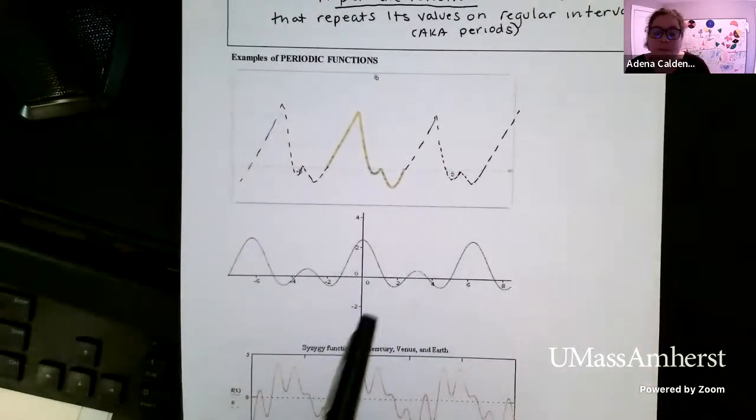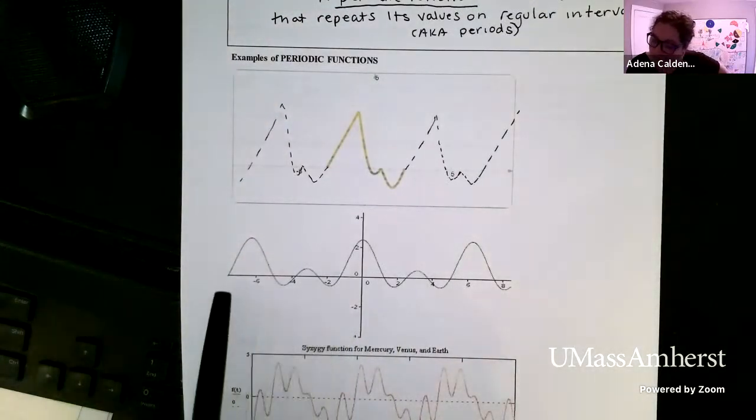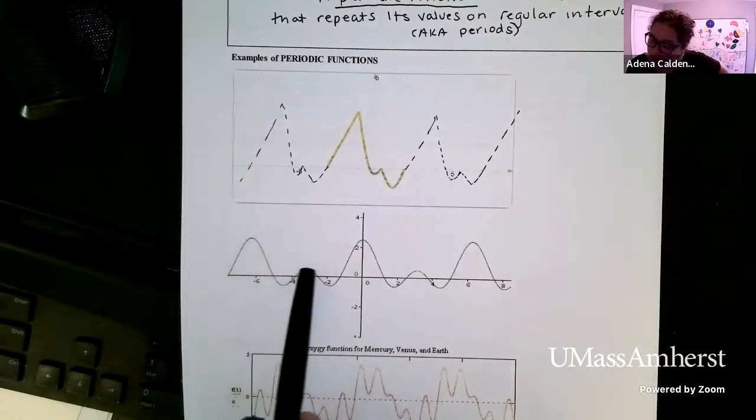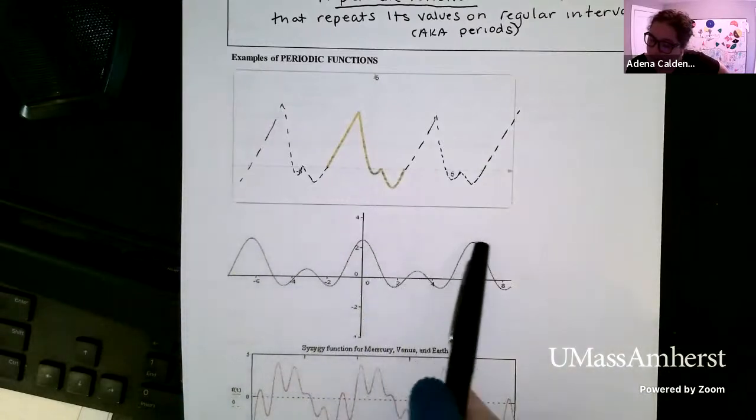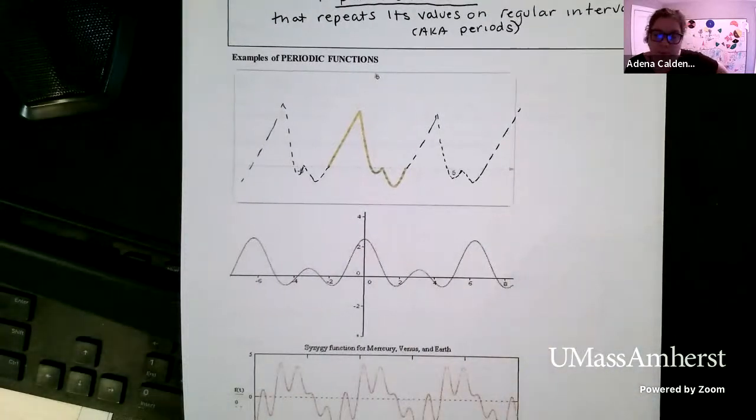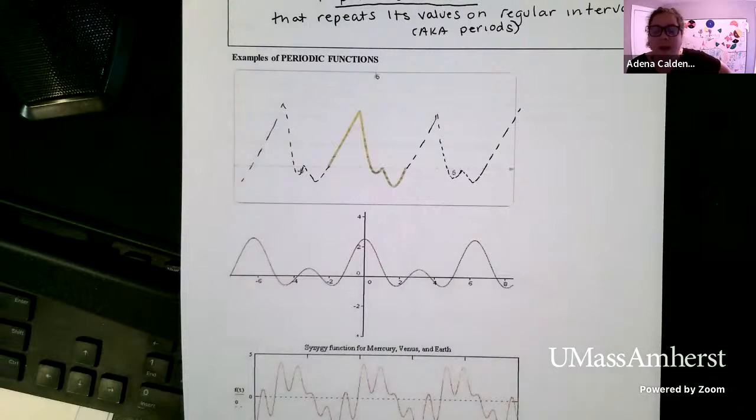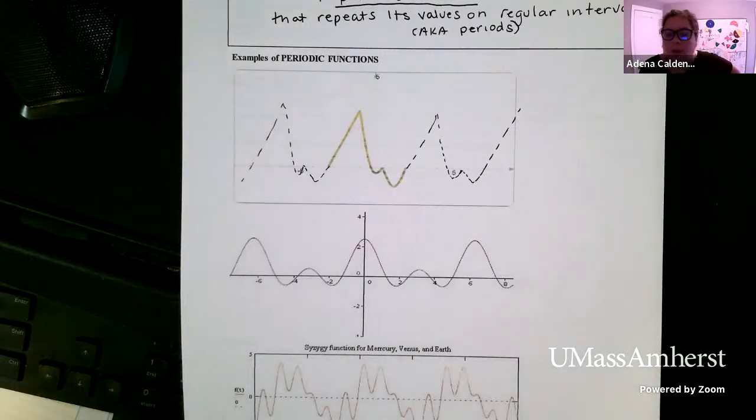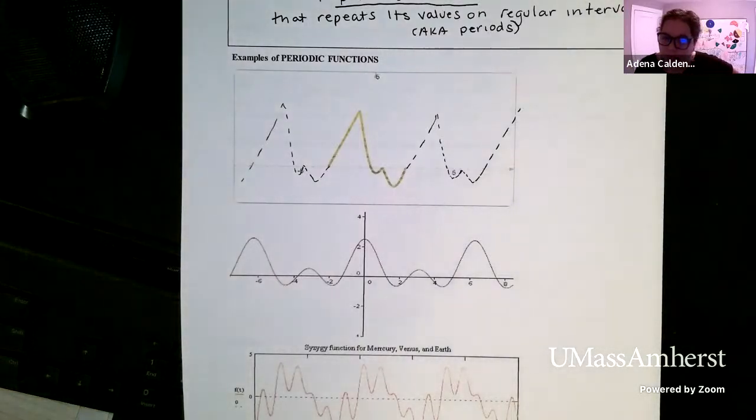This is another example of a periodic function where we have the tall wave and then the short wave, and then the tall wave, the short wave, and the tall wave. And then we would predict that next there would be a short wave. So we can see that that is repeating. The first two are a little more obviously periodic, although not completely.